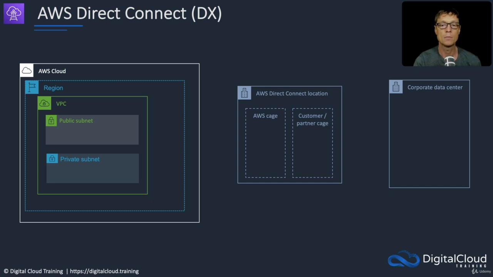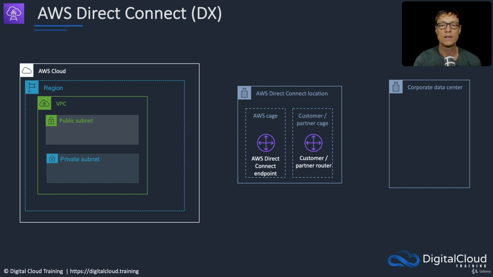And then there's a customer or a partner cage. Customer means it would be yours, so you would own a rack in that data center with your own networking equipment. A partner simply means that there's an APN partner that is partnered with AWS, and they have their own cage with networking equipment, and you can get a connection into their cage, and they do the connectivity into AWS.